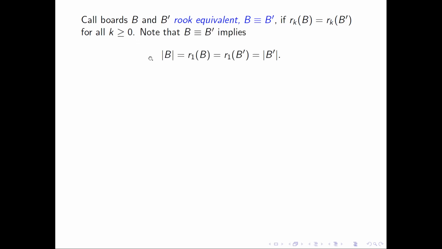Okay. So obviously, B equivalent to B prime means that the first rook numbers are the same. But remember, the number of ways to place one rook is just the number of squares in the board, if I've thought of it as a Ferrers board. And so that means that the size of B itself, that is the number of squares in B, has to be the same as the number of squares in B prime.